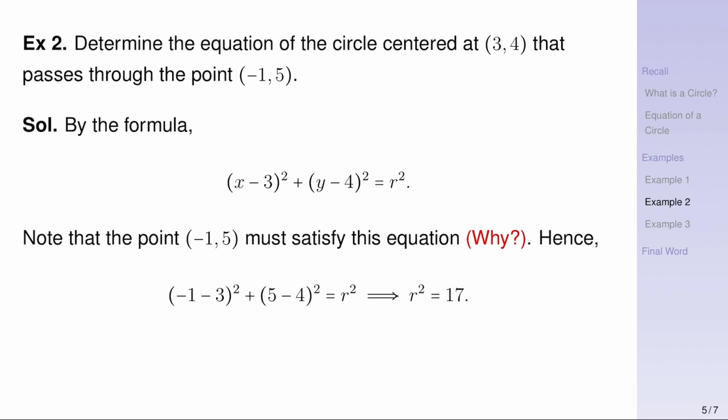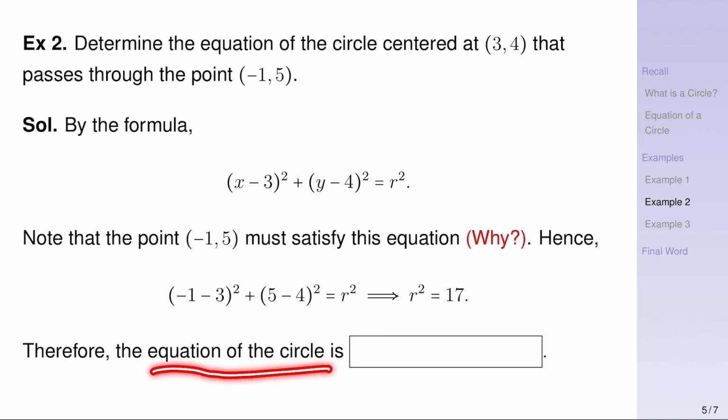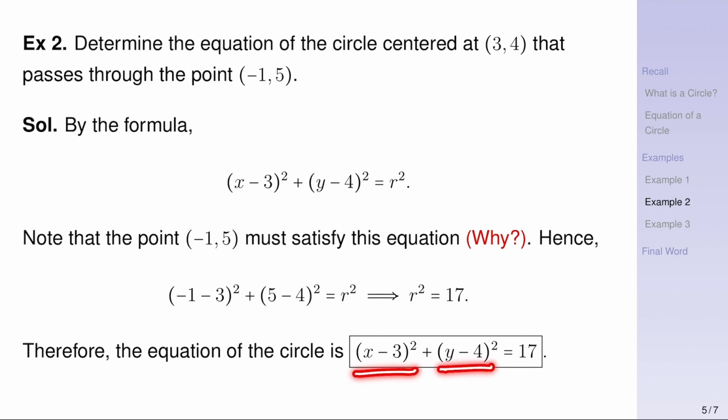So to conclude, the equation of the circle is given by the quantity x minus 3 squared plus the quantity y minus 4 squared equal to 17. That answers the given problem. Let's move on to the last example.